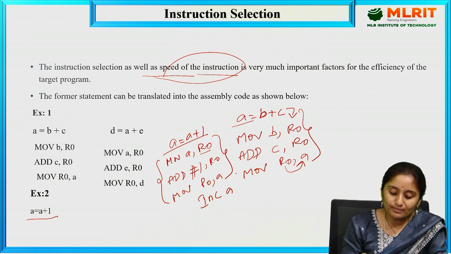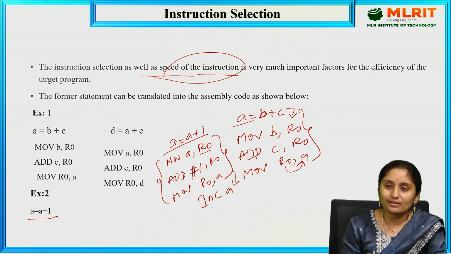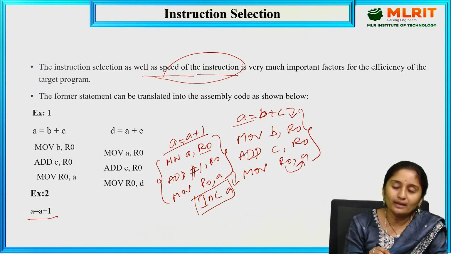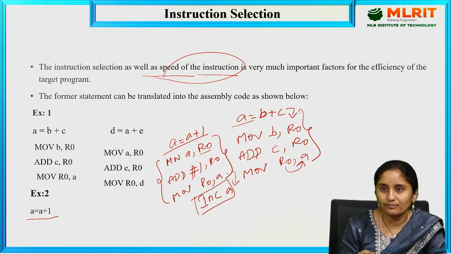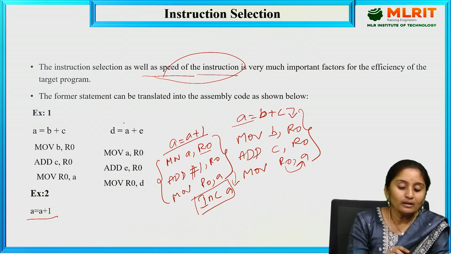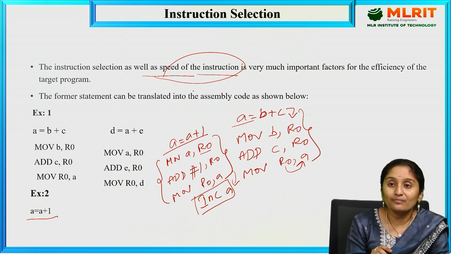These three statements I can reduce and write in a single statement like inc A, nothing but increment A. This statement points to incrementing by 1, A equal to A plus 1, so we can just write increment A. So here I am telling that the speed of the instructions is a very important factor for the efficiency of the target program.